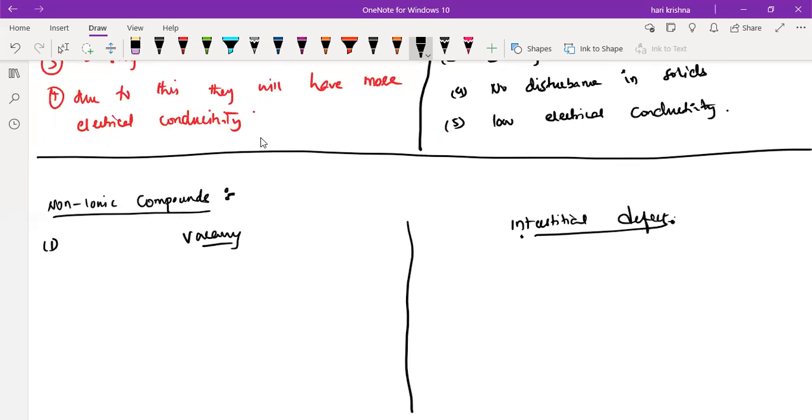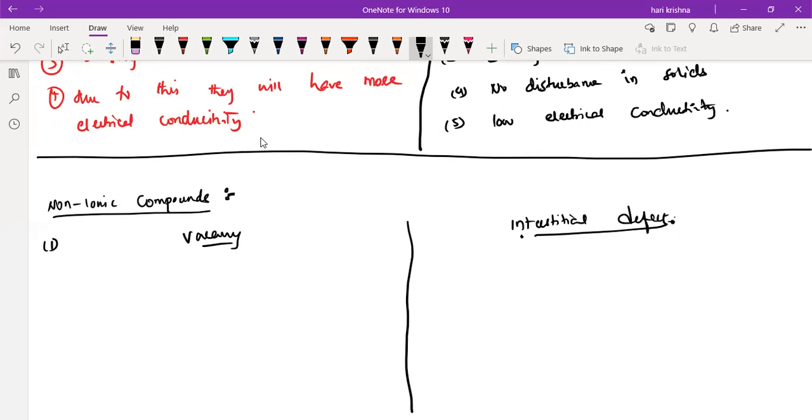We just studied the ionic compound defects, that is, the Schottky and the Frenkel. Exactly, the Schottky defect is equal to the vacancy defect in non-ionic compounds. Vacancy means the number of cations and anions missing will be equal, but that is only in the case of ionic compounds. In the case of non-ionic compounds, an equal number of atoms will be missing. That means it will create vacancies at particular lattice sites in the given solid. That is called the vacancy defect.